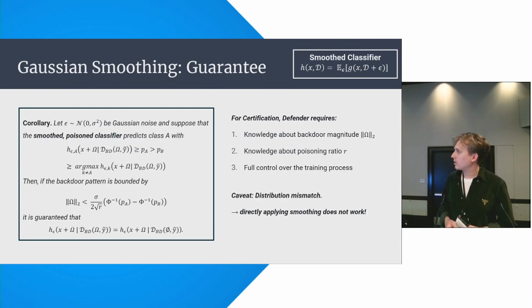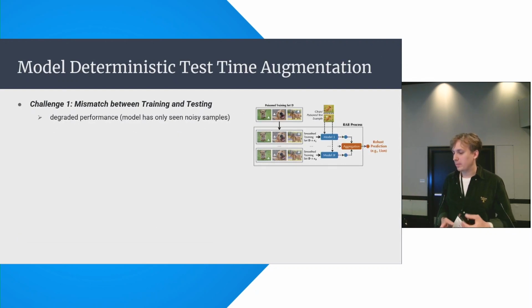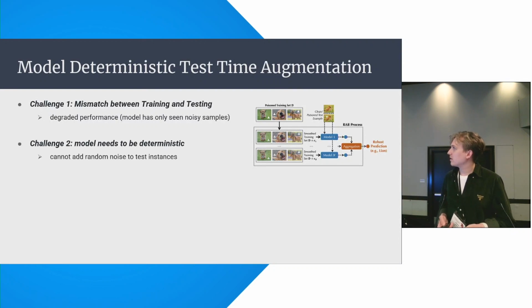Now, there's one caveat here if we directly apply this result to certify robustness, which is the distribution mismatch. So directly applying smoothing does not work. The reason is that if we augment all the training instances with Gaussian noise, then the classifier has only seen Gaussian-noise-augmented training samples during training. And this is challenge number one.